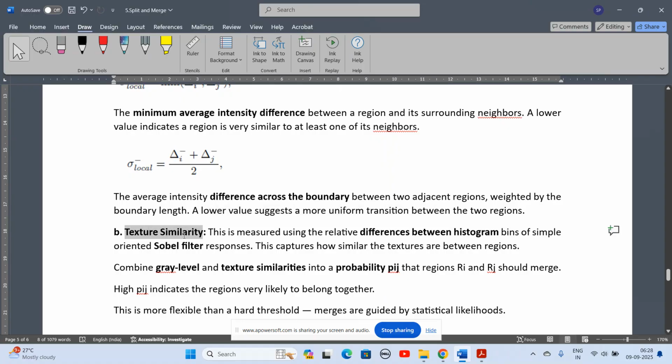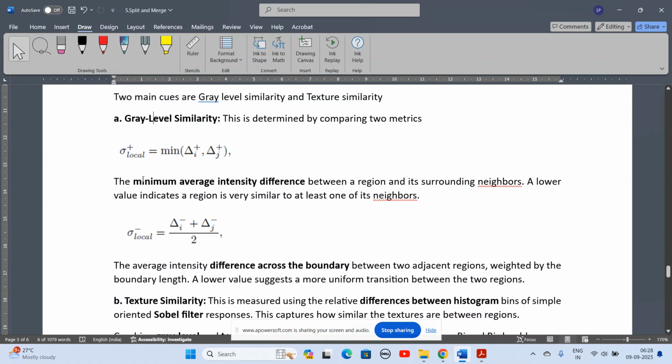Then texture similarity. Texture means if you take a human image, the human eyebrows, eyes, nose, mouth are known as textures. So we have to find the edges using the Sobel filter, and we have to plot a histogram, and based on the differences between histograms we are going to compare the similarities. So this captures how similar the textures are between the regions.